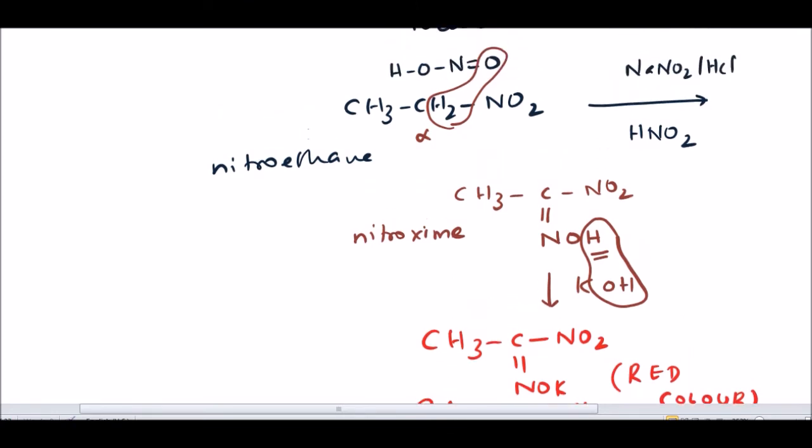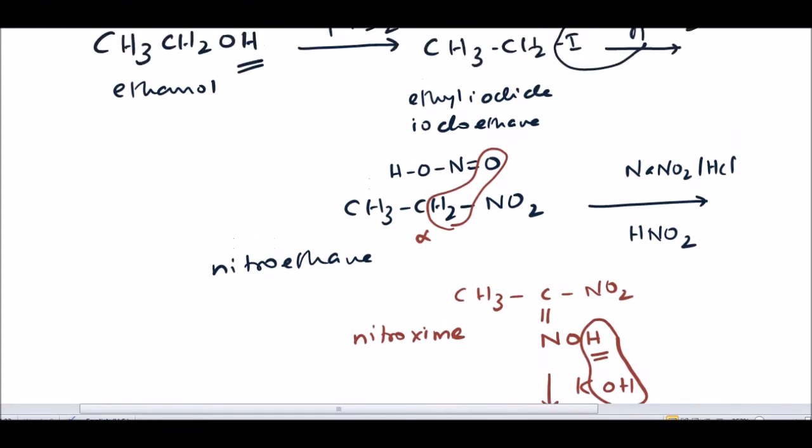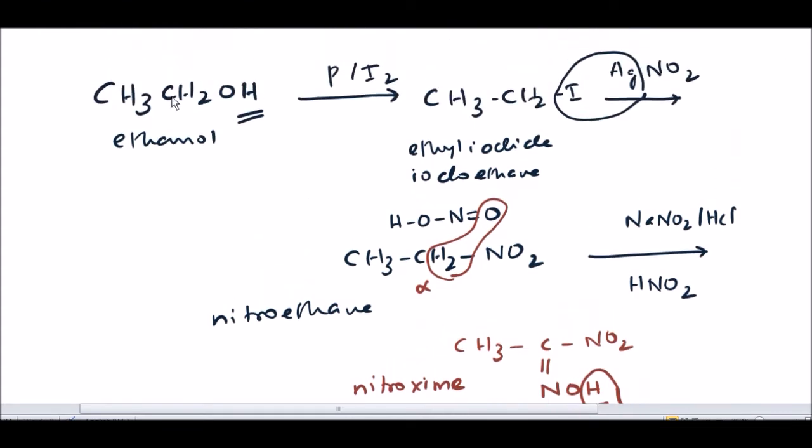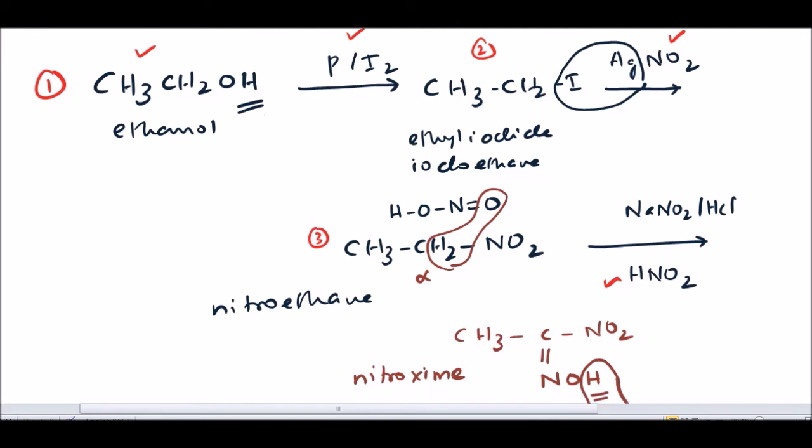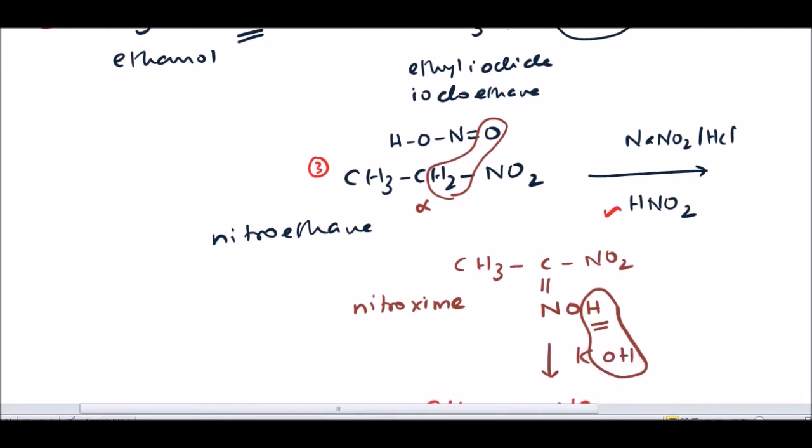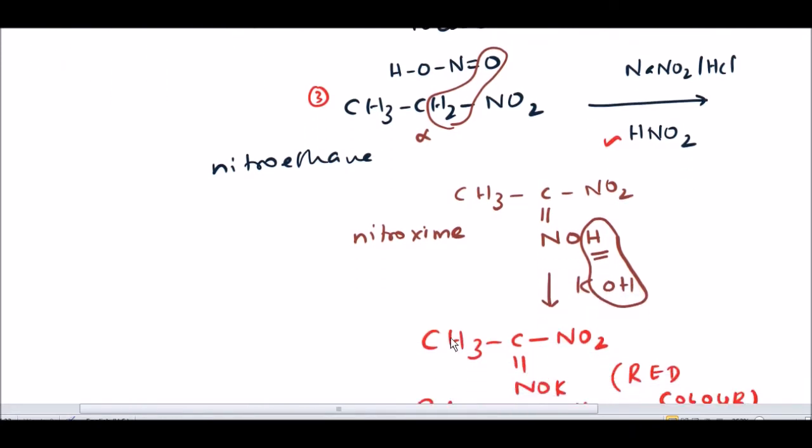When will you get this red color? By doing all these steps. Step 1, in which the ethanol is treated with phosphorus iodide. Step 2, in which ethyl iodide is treated with silver nitrite. Step 3, the nitroethane thus obtained should be treated with the nitrous acid. After treatment with the nitrous acid, we are getting the nitroxime due to the removal of H2O.